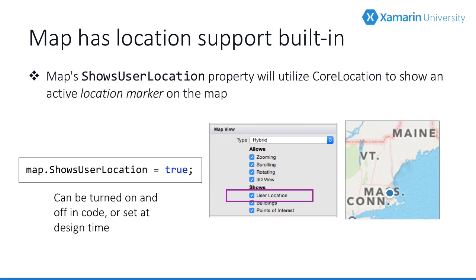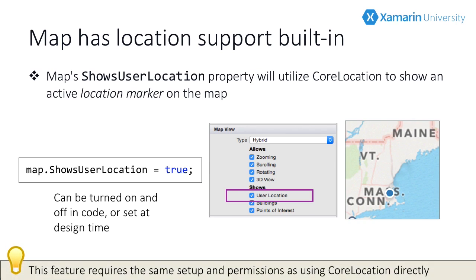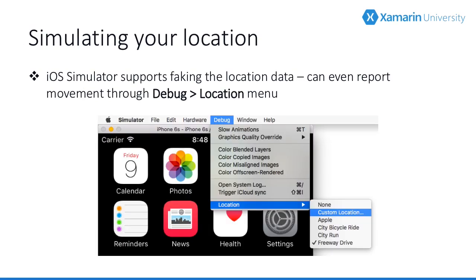Our iOS maps actually have built-in support for showing the user location or the device location. We just need to set show user location to true or check the user location checkbox in the designer. Be aware, however, that we do still require the permissions that we would set up through core location. So we still need to request the when in use or always use permission. Before we go into our next exercise, a quick helpful note about our simulator. We can simulate GPS locations by going to the debug menu and then the location submenu, and then we can simulate a variety of GPS location paths.